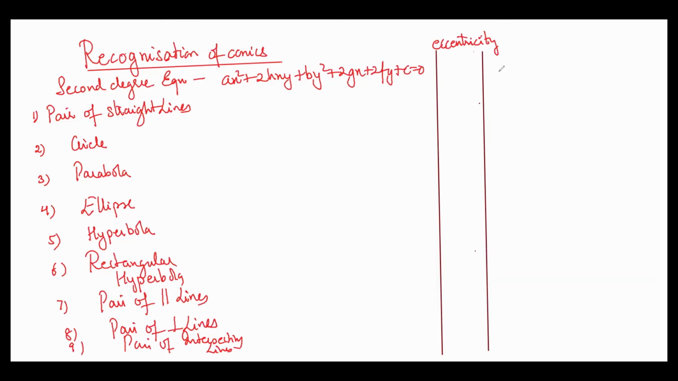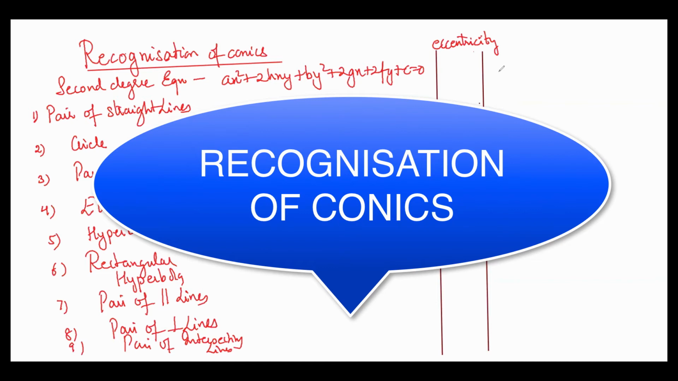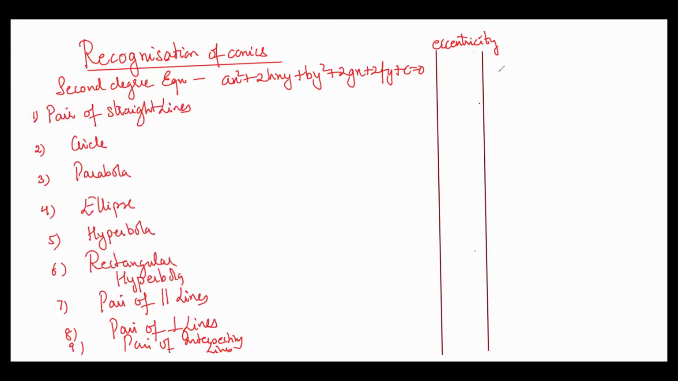Hello students, I'm back with a new video and this is about how do we recognize a conic. So I have written recognition of conics here, and you know that a line is represented by a linear equation, and that is ax plus by plus c is equal to 0. That is, the maximum power of x and y is 1 here.